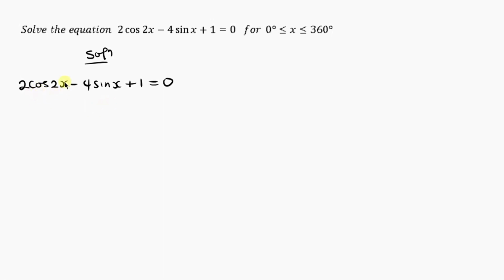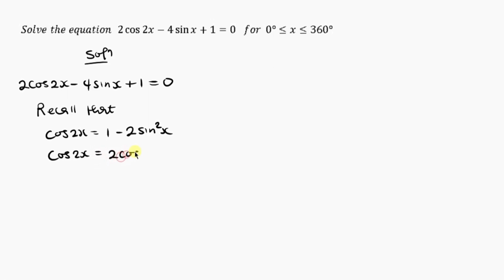Now look at this trig ratio here. This trig ratio, which is cos 2s, has an identity. So we're going to be recalling that identity. Let's do that real quick. So recall that cos 2s is equal to 1 minus 2 sine square s. So this is one of the identities of cos 2s. There is also another identity. Let me show you. Cos 2s is also equal to 2 cos square s minus 1.